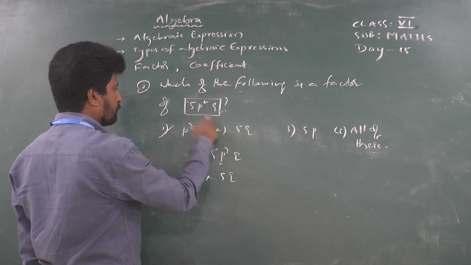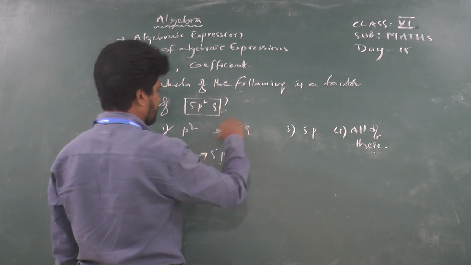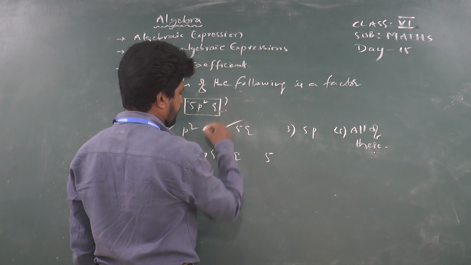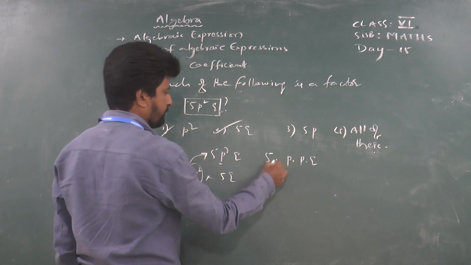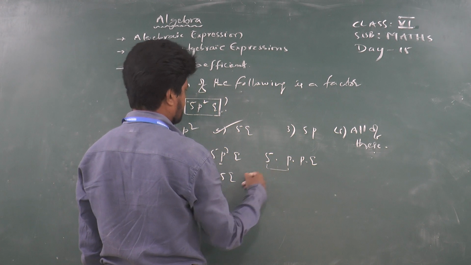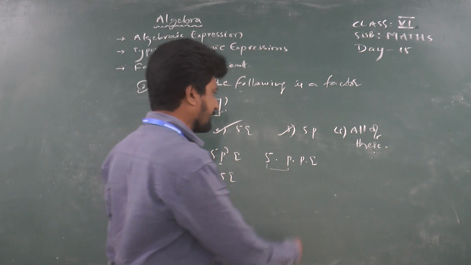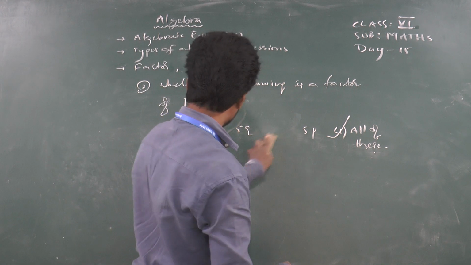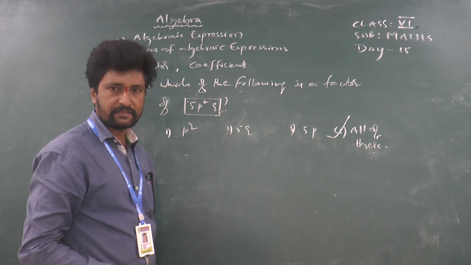And 5q into p square, yes, 5q is existing in that. 5q is also a factor of the given term. 5p, see 5p square q, nothing but 5 into p into q, that is the meaning. 5p is existing, so this is a factor of the total term. That means all of these. That's why here we give the answer: all of these. This is single correct only. Okay, all of these is the answer.